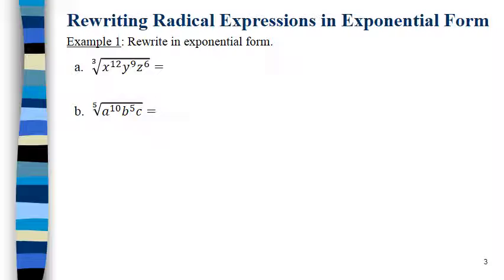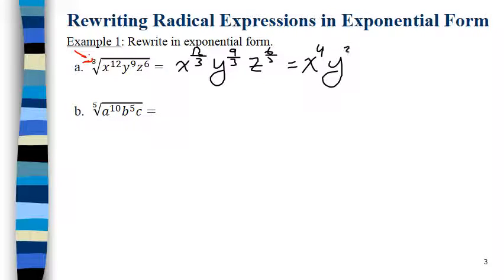So if we want to write these in exponential form, we have our index, which is 3 here, so that's going to be the denominator of our rational exponent. So we have x to the 12 over 3 times y to the 9 over 3 times z to the 6 over 3. And now we can reduce. 12 divided by 3 is 4, so x to the 4th. Y, 9 over 3 is to the 3rd. Z, 6 divided by 3 is 2. And there's our answer. It's an even index, so we don't have to worry about absolute values.